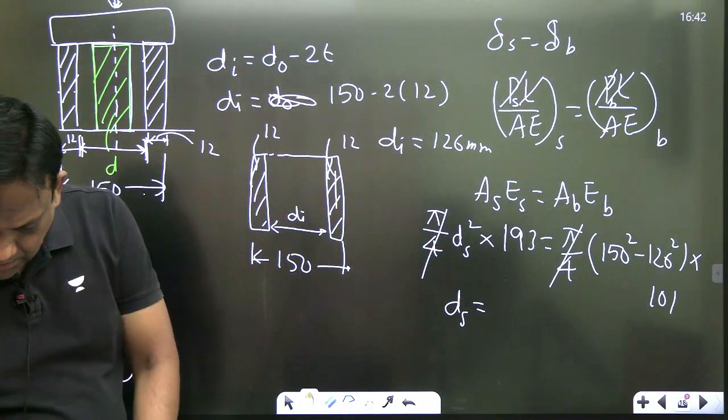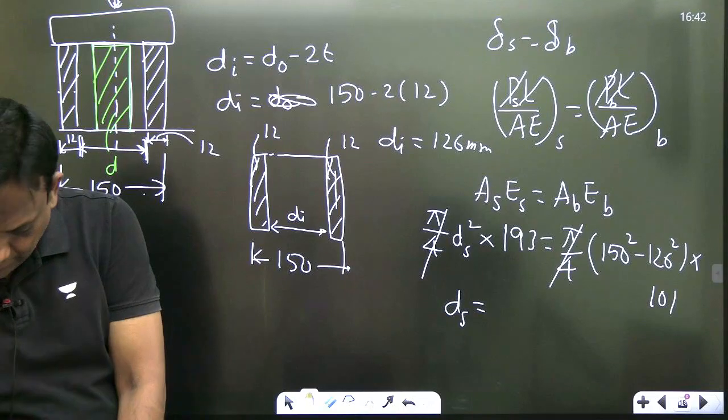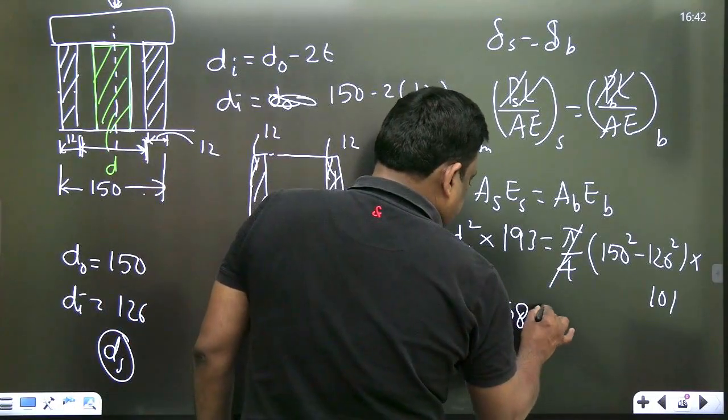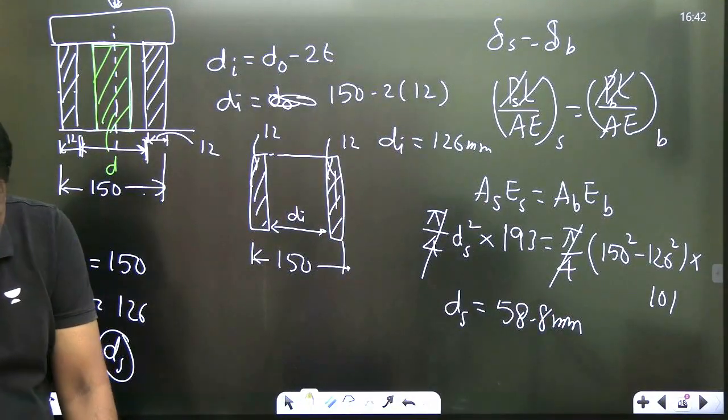I think I got the steel diameter. 58.8 if I am not wrong. 58.8 mm should be correct, I think. 58.8 mm. Is it correct?